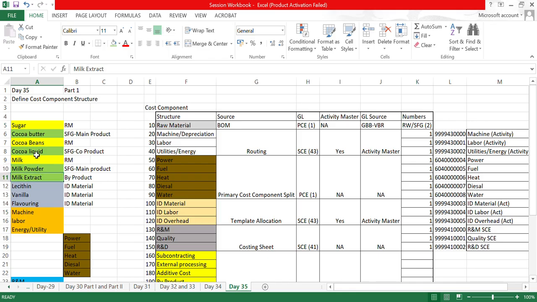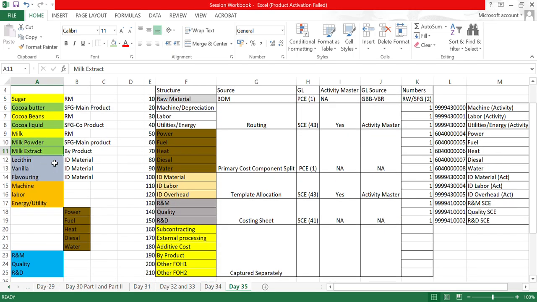Let me re-explain this. We will purchase sugar, cocoa beans and milk from outside, and then we will process cocoa beans to produce cocoa butter and cocoa liquid, which are semi-finished goods, and also we will process milk to produce milk powder and milk extract. These are the intermediate products or the semi-finished products.